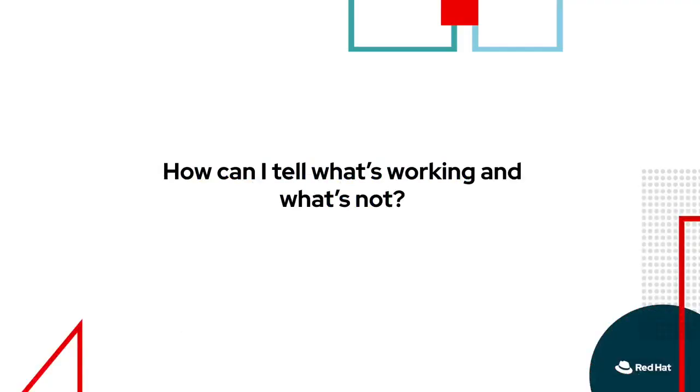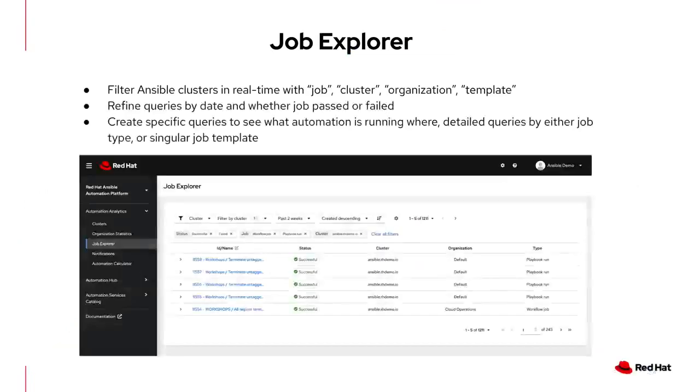Next, we're moving on to a tool called Job Explorer, which helps to answer the question, how can I tell what's working and what's not? The goal of this tool is to give users a bird's eye view of their automation to see overall successes or failures of their automated jobs. Being able to filter through various jobs and pinpoint potential issues before they happen can help new automation projects stay up and running.